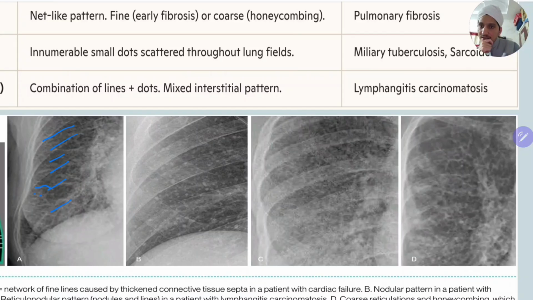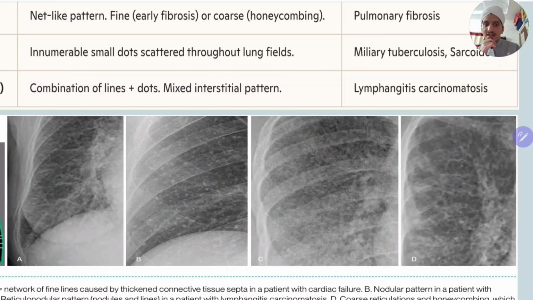So this is a reticular pattern, and in this you can easily make out this is one rib, this is the second rib, this is the third rib. Small dots you can make out. So this is a nodular pattern which can be seen in miliary tuberculosis, and this is in fibrosis. And this one is, I think, a reticulonodular pattern, just a meshy network-like thing. You remember this network-like thing. And this is purely a micronodular pattern, and here it is a honeycombing pattern.